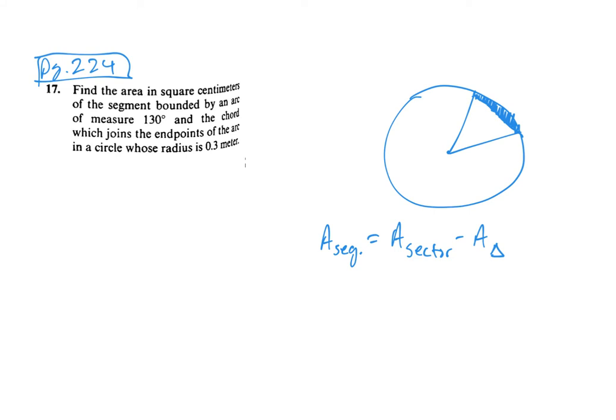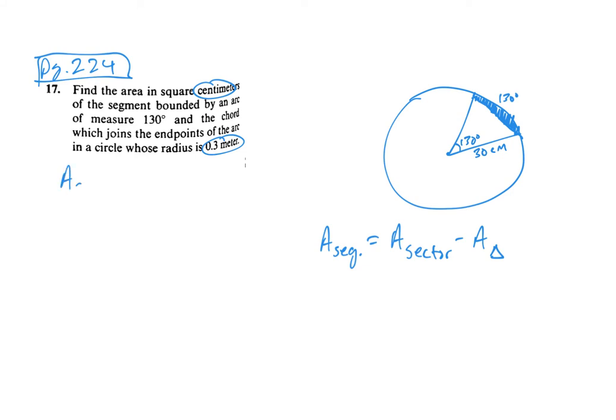Okay. All right, so let's mark some of the numbers here. We've got an angle of 130 degrees, which I've drawn much smaller than that, but that's okay. And then a radius of 0.3 meters. They want the answer in centimeters, so I'll go ahead and change that to 30 centimeters.